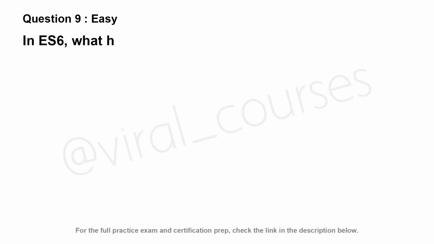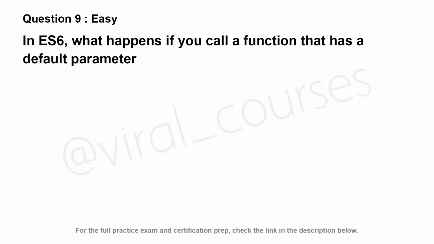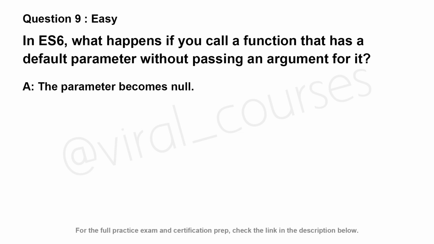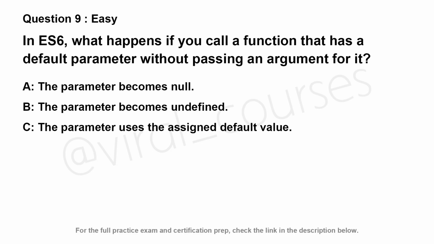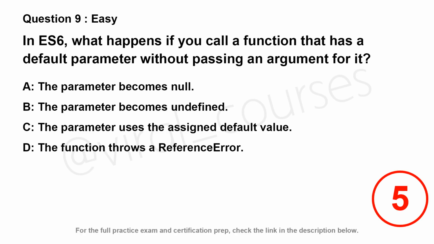In ES6, what happens if you call a function that has a default parameter without passing an argument for it? Option A. The parameter becomes null. Option B. The parameter becomes undefined. Option C. The parameter uses the assigned default value. Option D. The function throws a reference error.